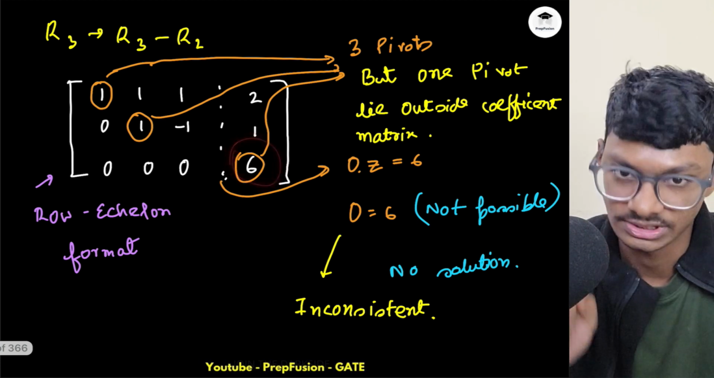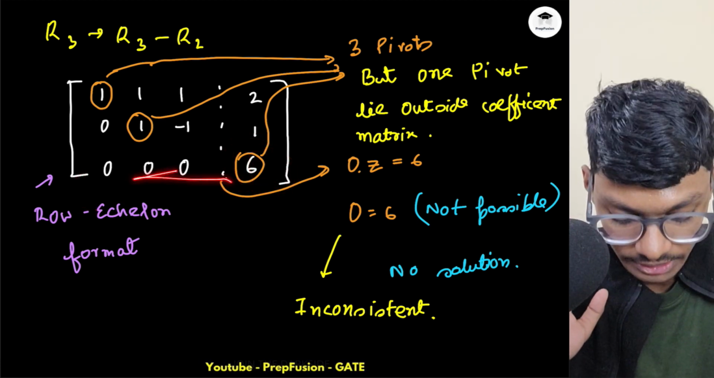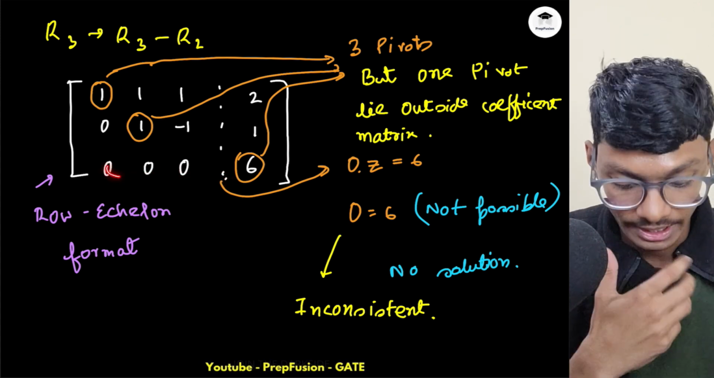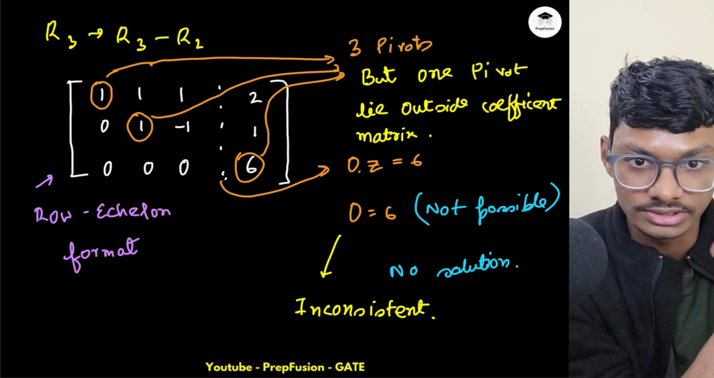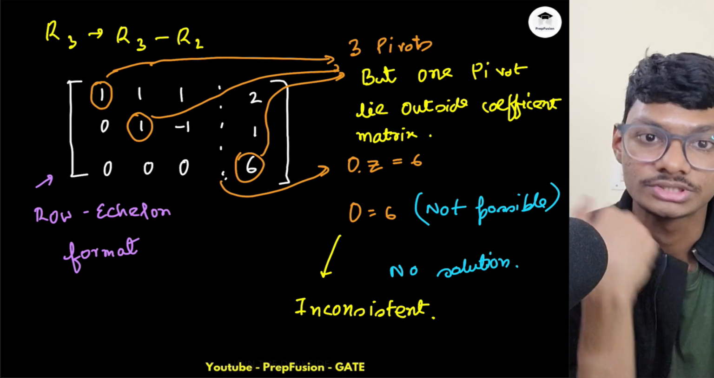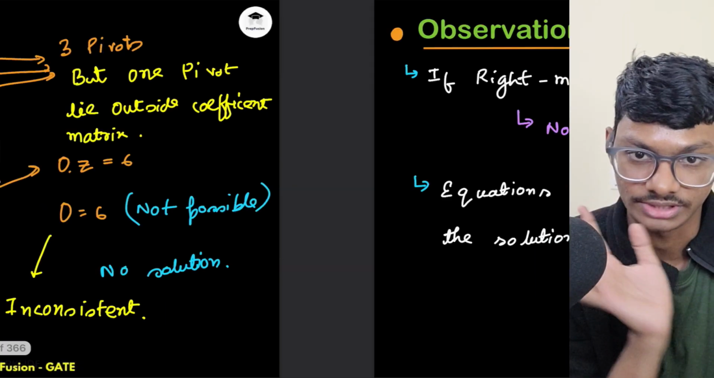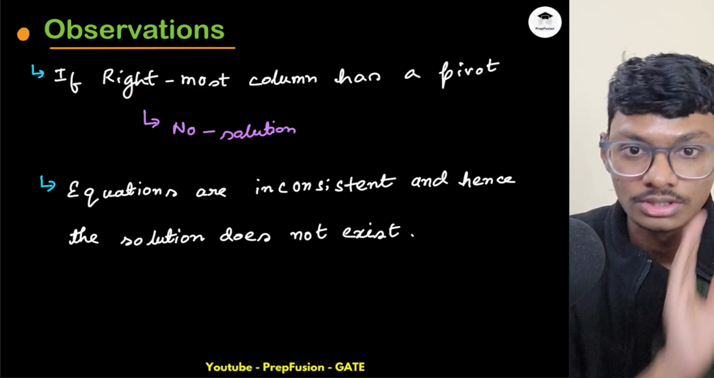If I have four columns and the rightmost column has a pivot, then to the left of it everything should be zero. Again, if everything is zero, then zero times x, zero times y, zero times z is zero. So 0 equals some non-zero number, which is not possible, hence no solution. That's why if the rightmost column has a pivot, we don't have any solution.